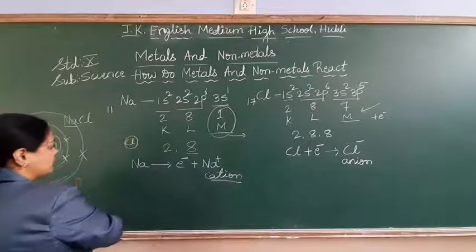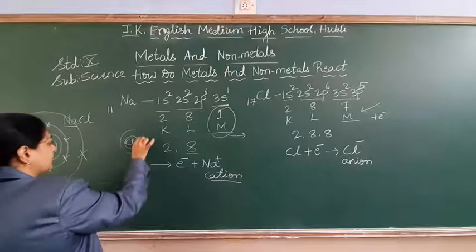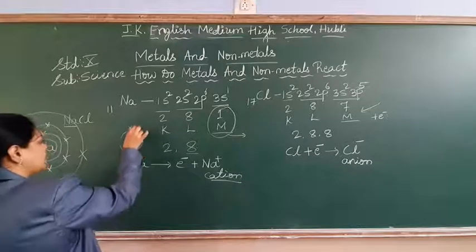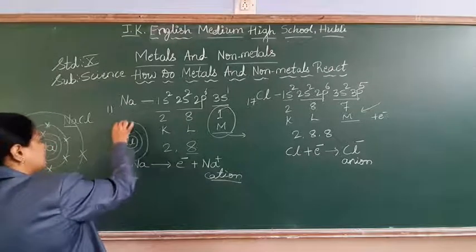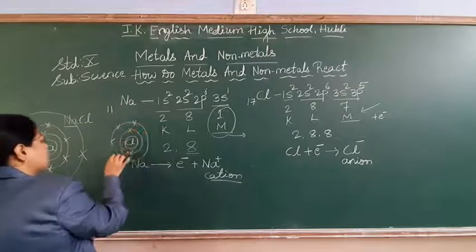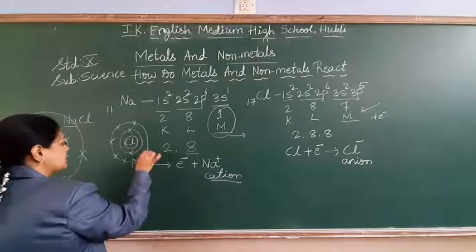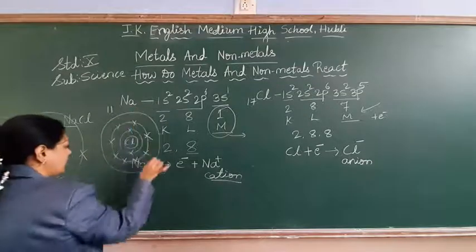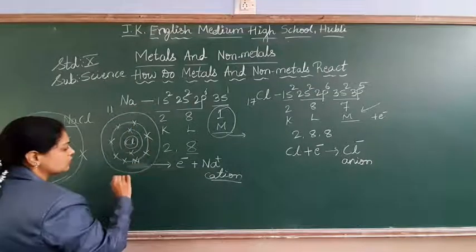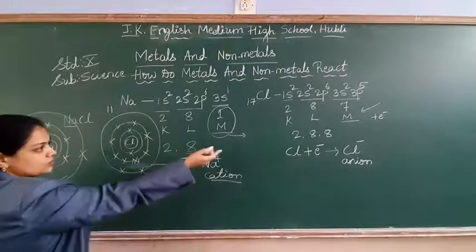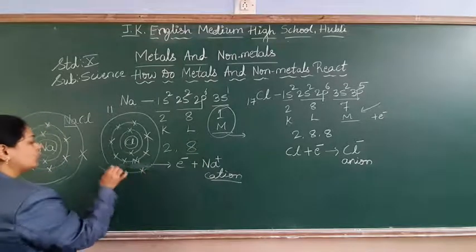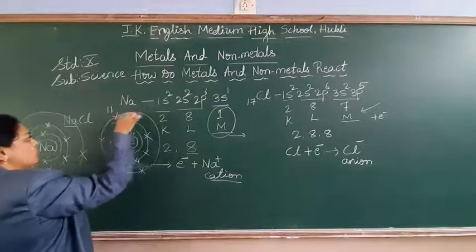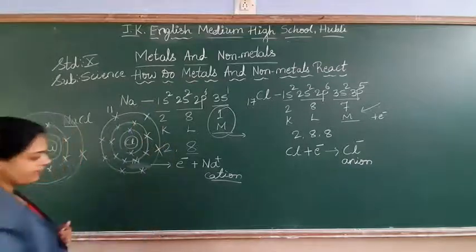This is the nucleus of the chlorine we will take. The first shell with the 2 electrons, second shell with the 1, 2, 3, 4, 5, 6, 7, 8 electrons, and the third shell with how many electrons, students? 7 electrons. Just go see there. 1, 2, 3, 4, 5, 6, 7.